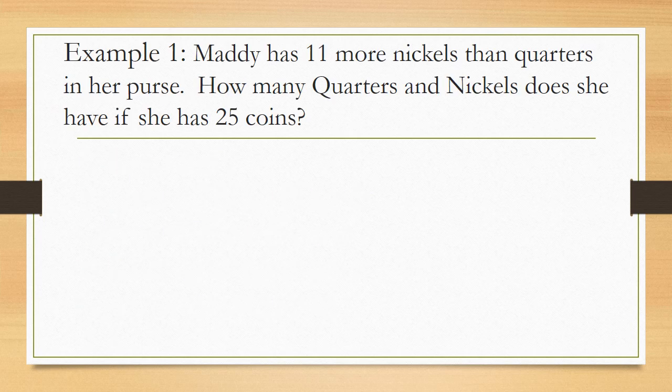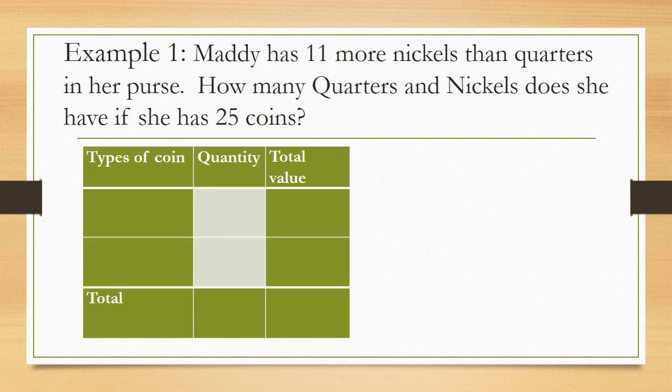Let's take a look at our first example. Maddie has 11 more nickels than quarters in her purse. How many quarters and nickels does she have if she has 25 coins? The first step into setting up the equation correctly to solve this problem is to use this table. In this table, you put the type of coins in the first column, the quantity of the coins in the middle column, and the total value of the coins in the third column.